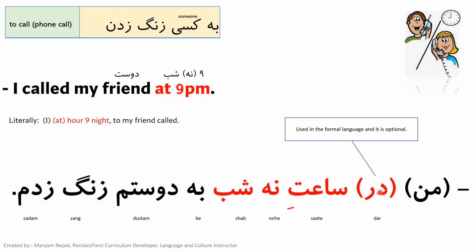But I still put it there in a bracket for those of you who need to have some kind of preposition. Because in English, especially for English speakers, they're so used to using a preposition. So if you think that you need to use a preposition, it's okay, you can use that. But basically in the spoken colloquial language, this is what I'm gonna say. I'm gonna say ساعت 9 شب به دوستم زنگ زدم. So I don't use the subject pronoun, and I don't use the preposition.